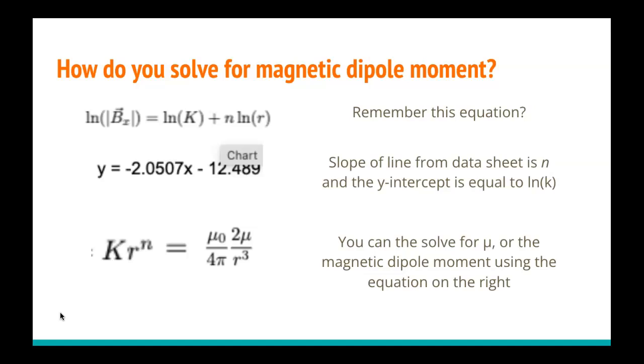You will apply this equation above to the equation that was found on your experimental results data sheet, where the slope of the line from the data sheet is n and the y-intercept is equal to natural log of k. By setting the magnitude of B bar equation to the magnitude of the magnetic field of the dipole on axis, you can solve for mu, or the magnetic dipole moment, using this equation to the right.